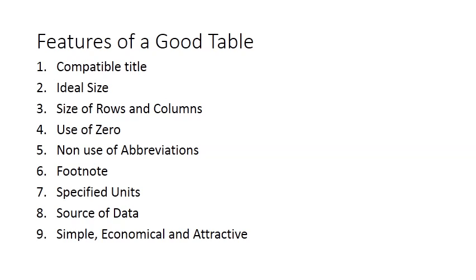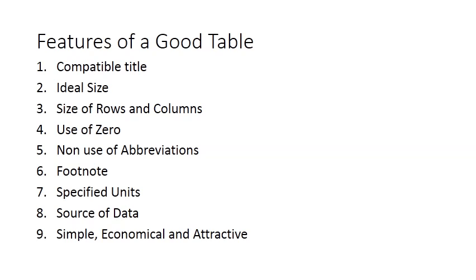Ideal size. It should not be of large size or of small size. So the size should be ideal. Size of rows and columns: there should be uniform size of different rows and uniform size of different columns. You cannot make one row bigger and another smaller. You can make a table with different sizes of rows and columns, but that will not be a good table. That is what I mean to say.